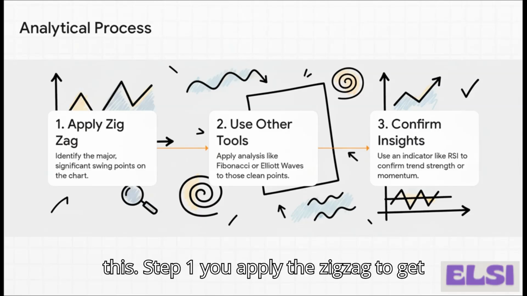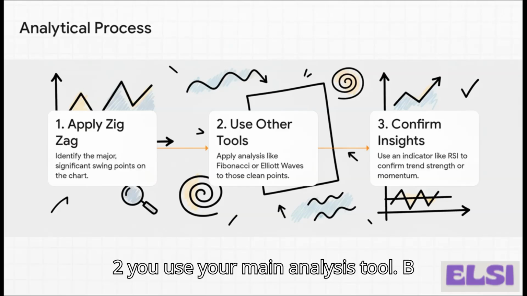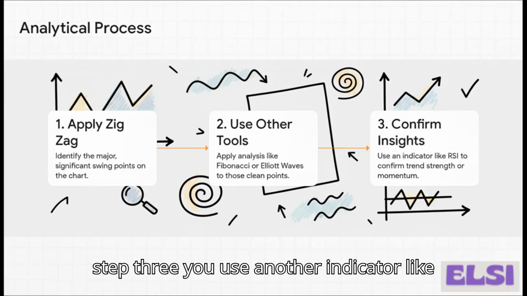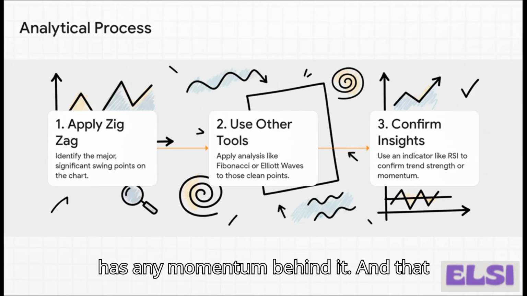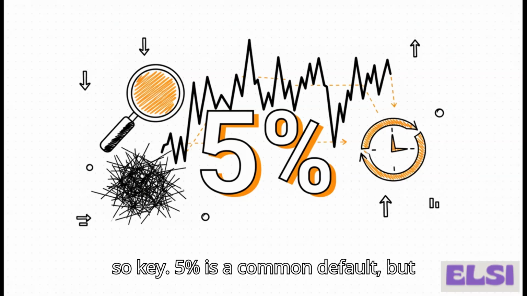Step 1, you apply the zigzag to get those clean major swing points. Step 2, you use your main analysis tool, maybe Fibonacci, on those exact points. And then step 3, you use another indicator, like the RSI, to confirm if that trend actually has any momentum behind it.